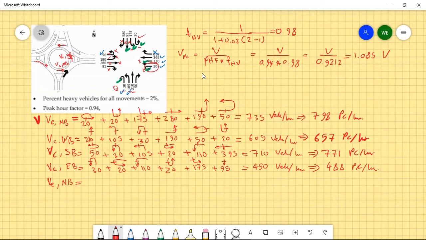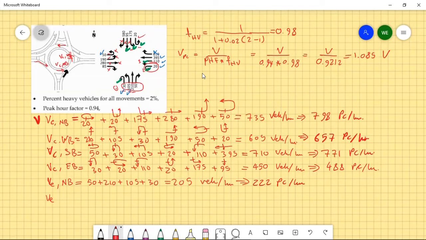So the entering volume, V entry for the northbound, how much is it equal to here? All these are entering. So it's 50 plus 210 plus 105 plus 30 equals 205 vehicles per hour, which equals how much in passenger cars? 222 passenger cars per hour.